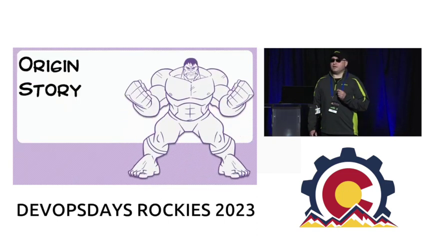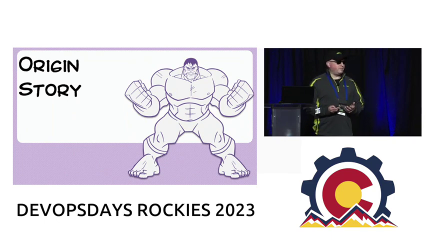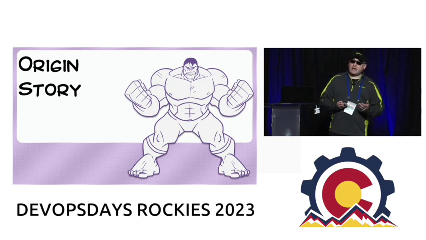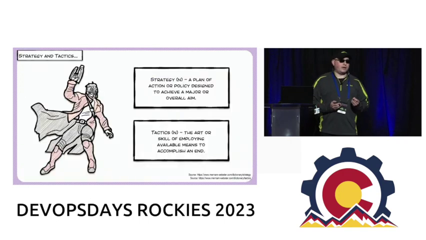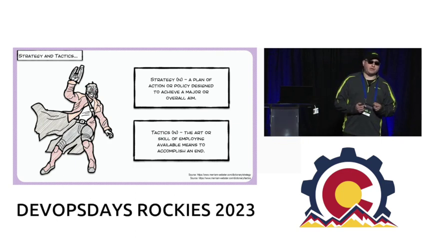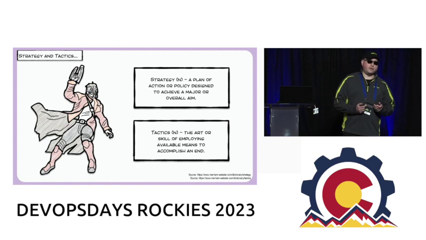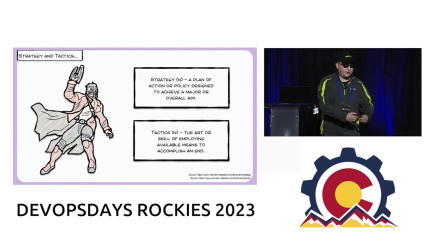So let's dive in by level setting, creating a shared understanding with our origin story. When I say the strategy and tactics of test automation, what I'm specifically referring to from strategy is a plan of action or policy designed to achieve a major or overall aim, whereas tactics is the art or skill of employing your available means to actually reach that end.